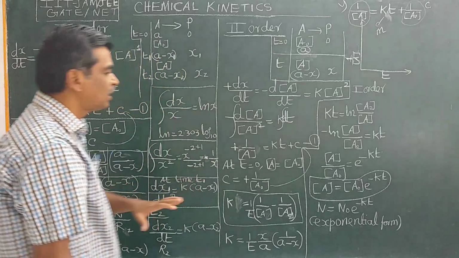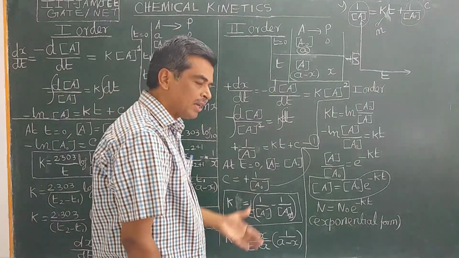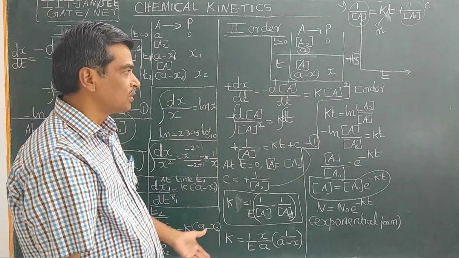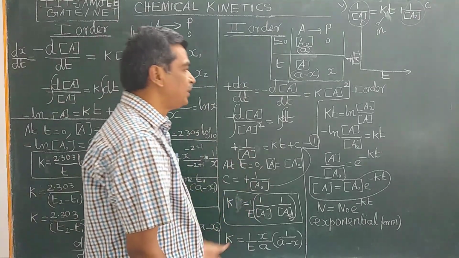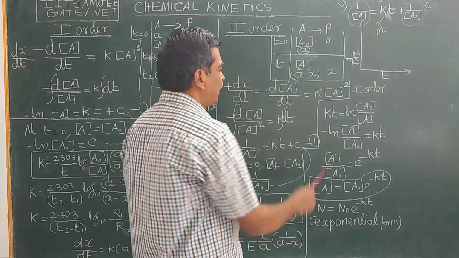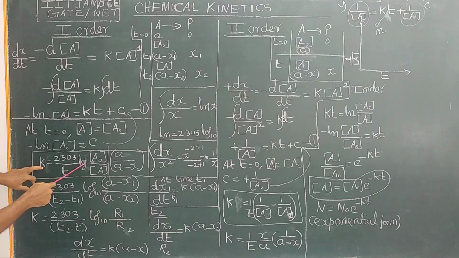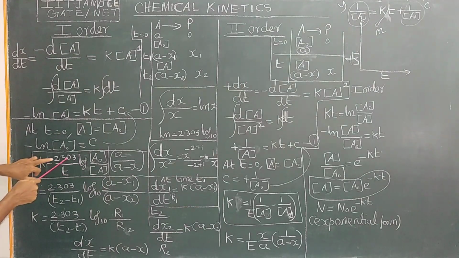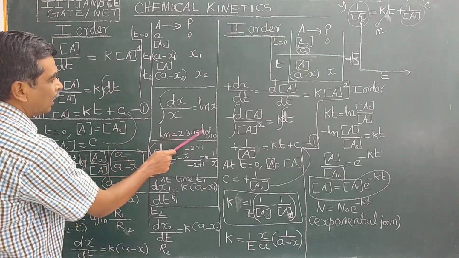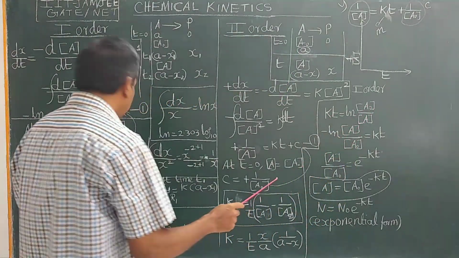For example, radioactive decay is a first order process. The decay of radioactivity is a first order process. Therefore, we can write Kt equals 2.303 log, that is Ln, of A naught by A.